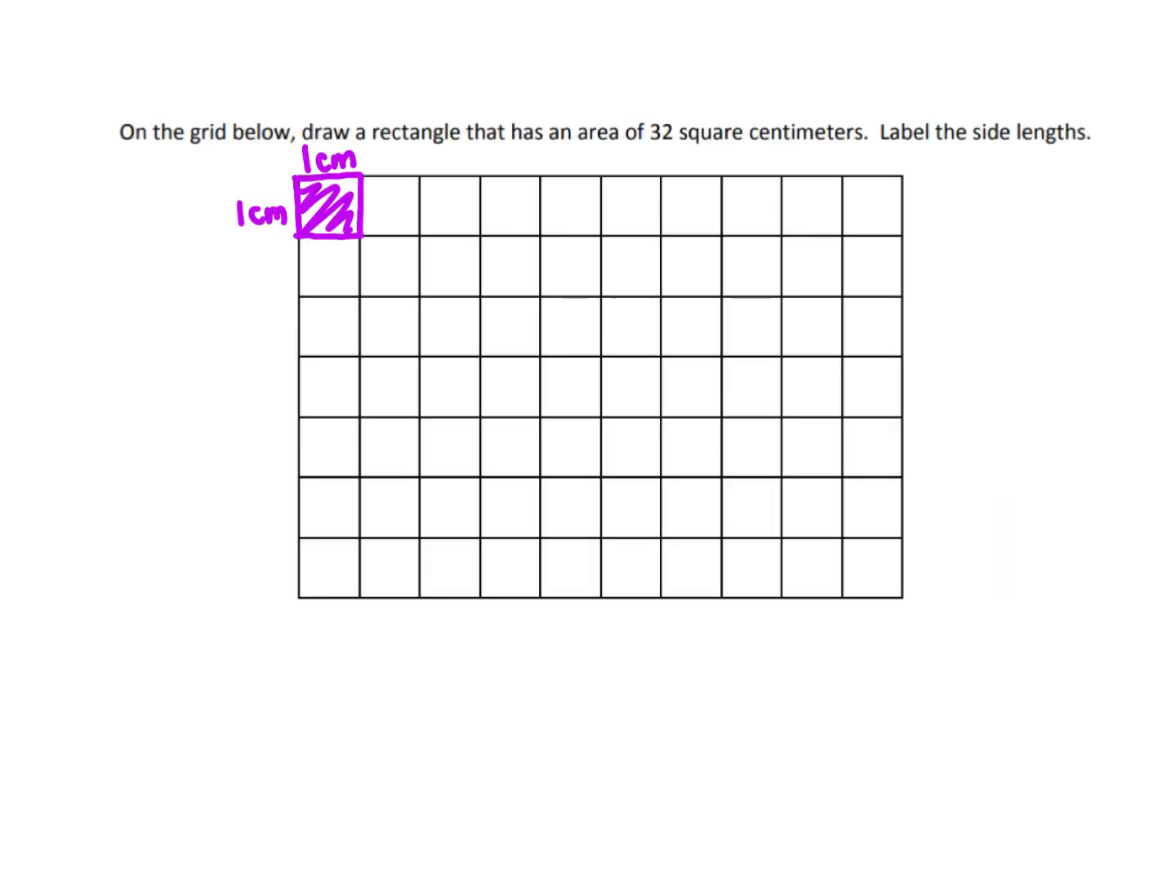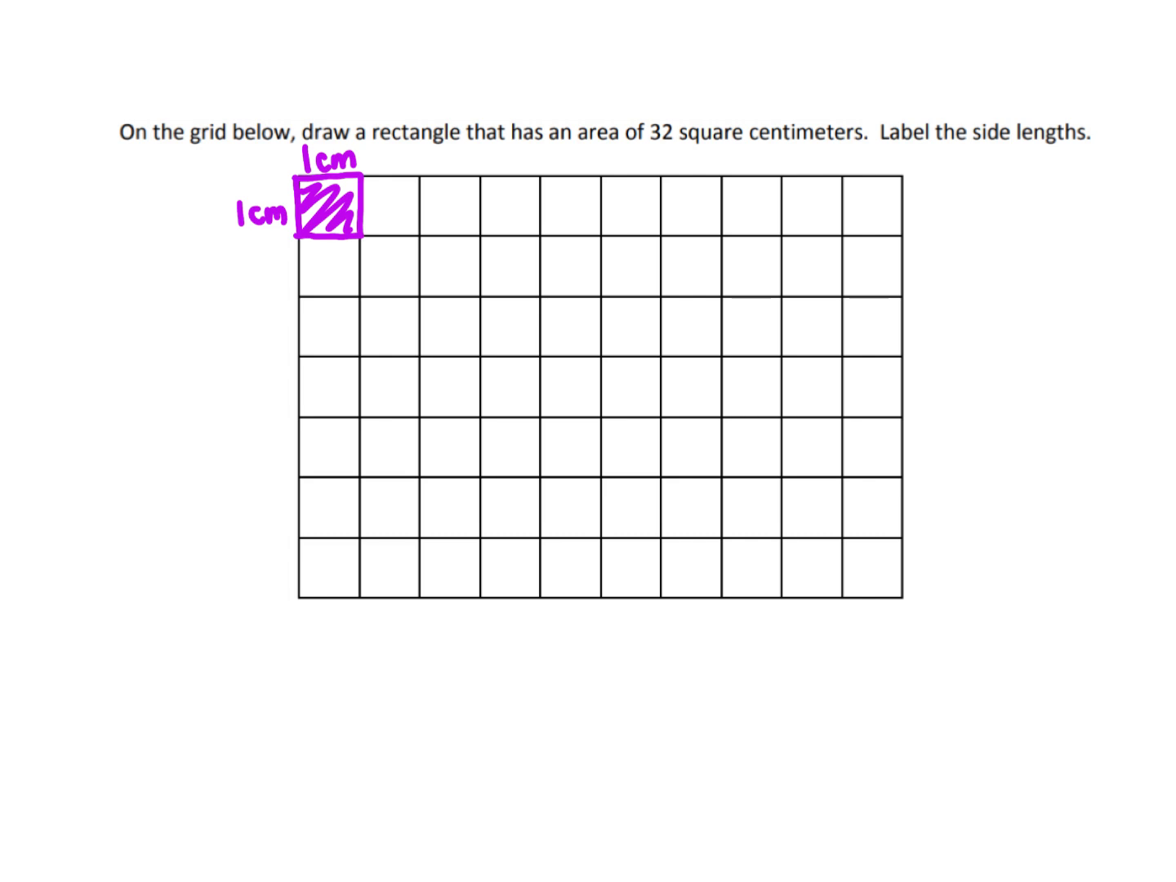Our last example states, on the grid below, draw a rectangle that has an area of 32 square centimeters. Label the side lengths. As we can see here, each of these squares is 1 centimeter by 1 centimeter. So this shape is going to have an area of 32 square centimeters altogether.